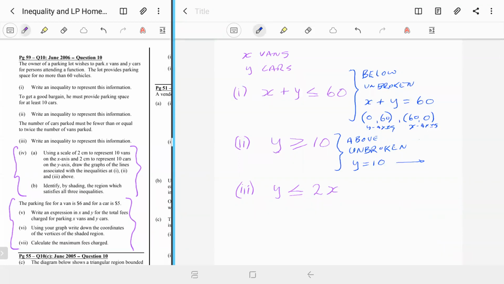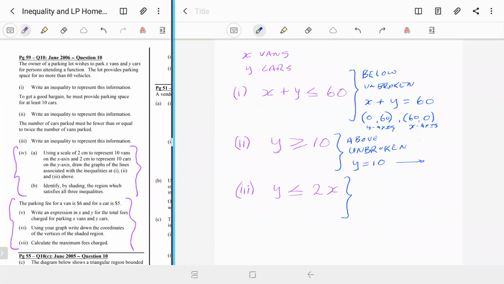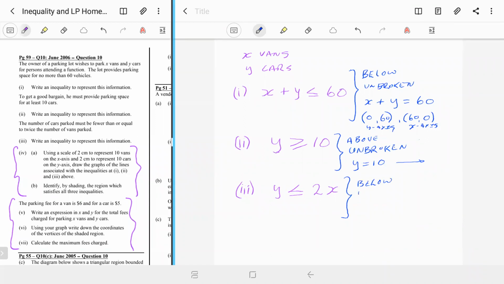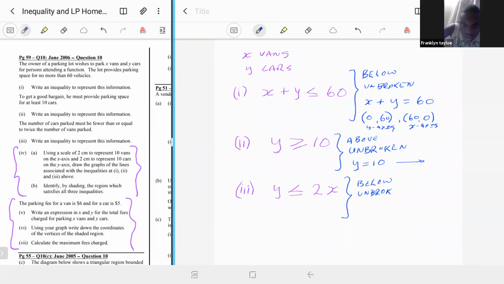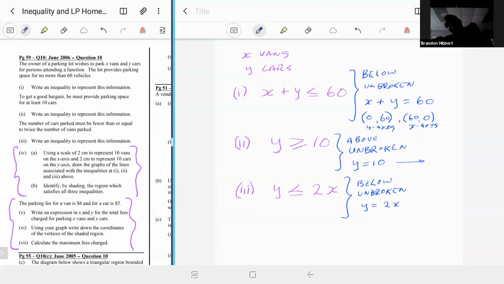This one now, down here. First thing is always above or below. Below. Whatever here is positive, less than means below. Good. So that one is below. And it's unbroken, because it's equal to 2. Y equal to. And the line is y equals 2x.